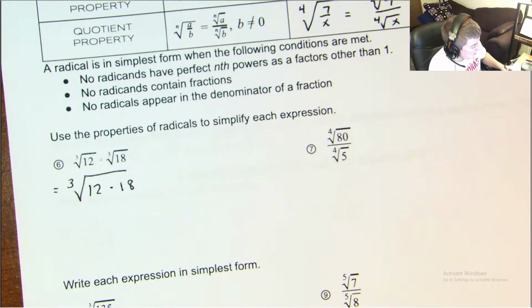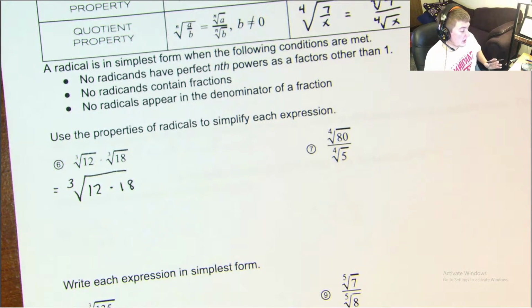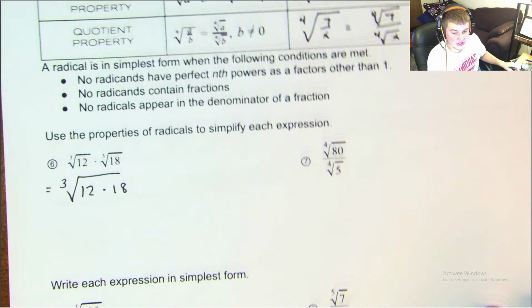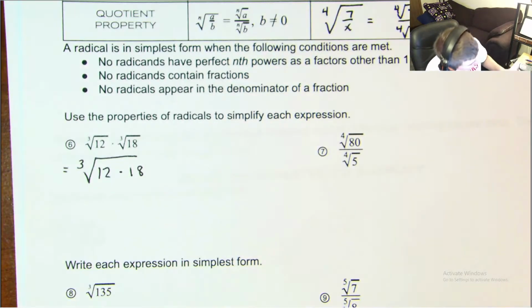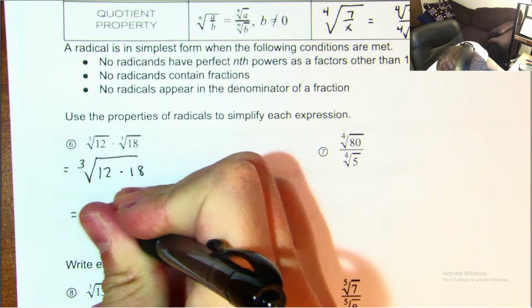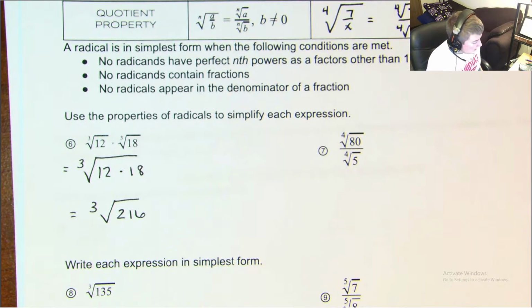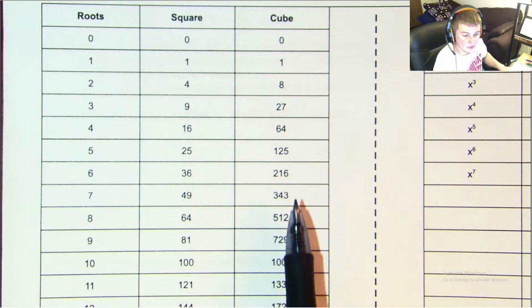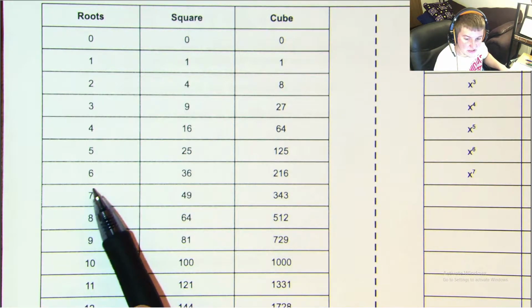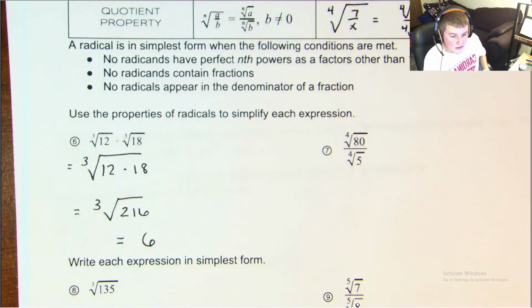Then I can simplify this, right? We just did the reverse of the product property. Instead of taking a thing and splitting it up, we have it split up and reduce it down into one thing. So now we can just take 12 times 18, and now we have the third root of 216. Now we want to take a look at our cube sheet and find out whether 216 is indeed a perfect cube. Its root is 6. So we can just say that this is just 6. As simple as that.